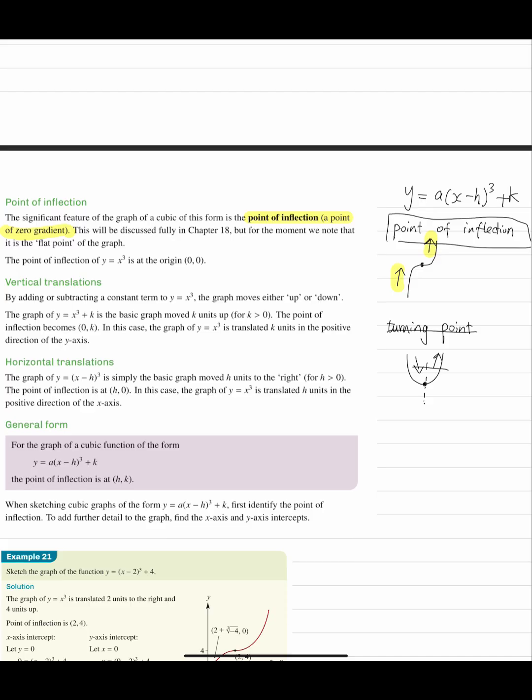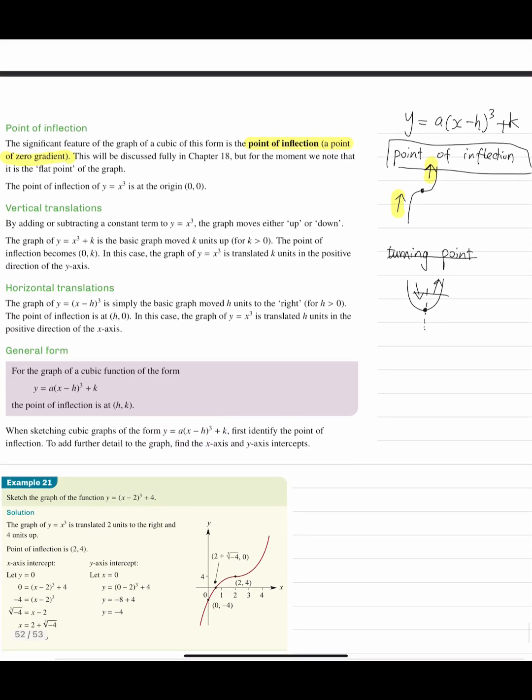When you sketch cubic graphs in that form, you firstly have to identify the point of inflection. That is the very first step. You identify the point of inflection first, and then, according to the a, whether it goes up or goes down, you sketch the rest of the graph and calculate the x and y intercepts. All right.